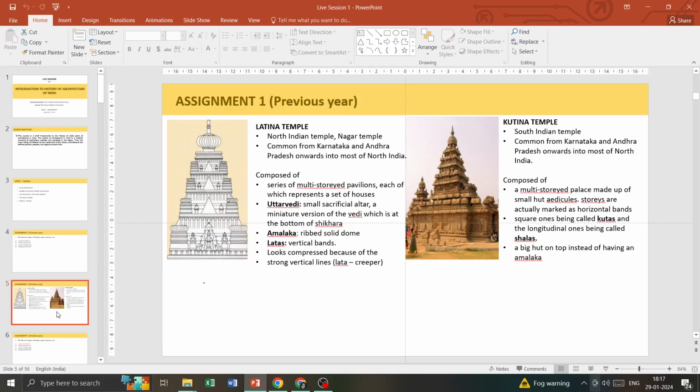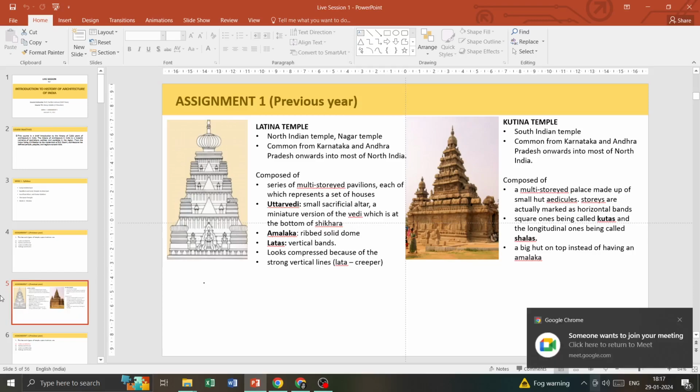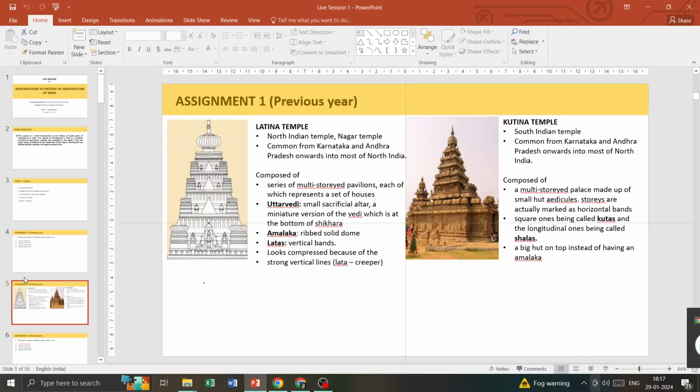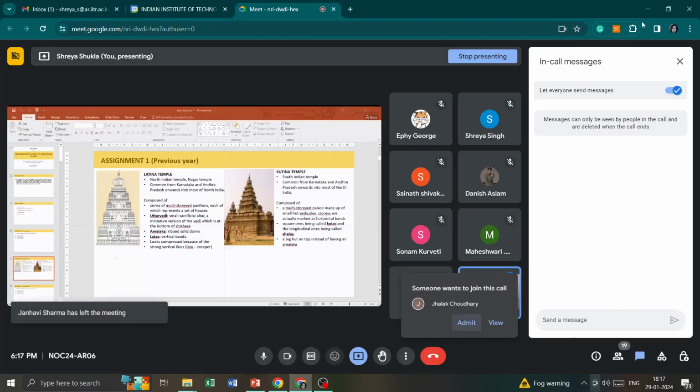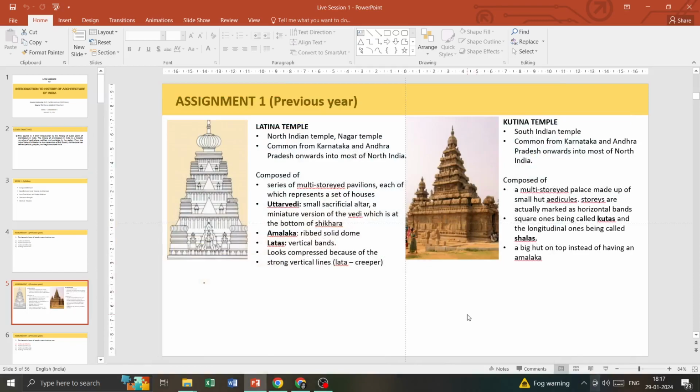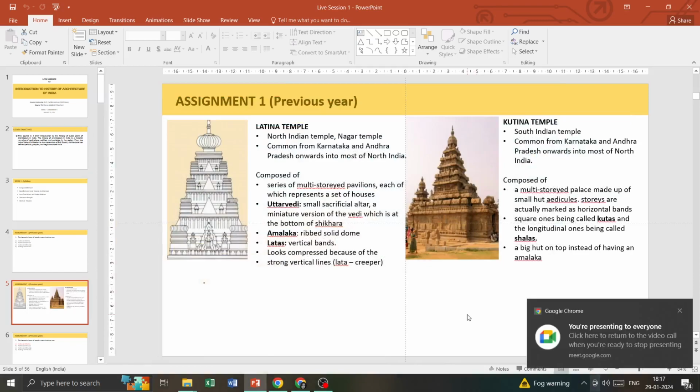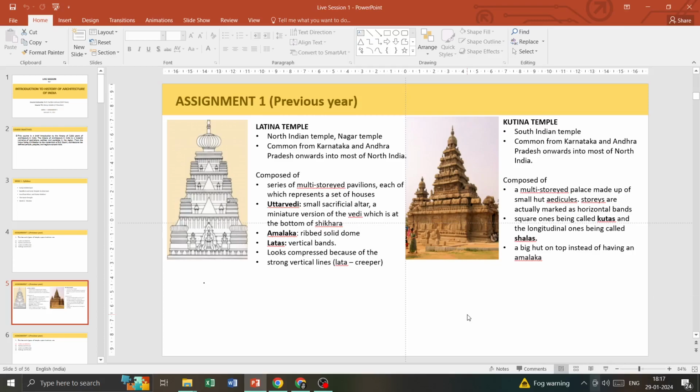So we have Vedi, the altar. Then we have the multi-storied pavilions, which constitute the Shikhara. Then we have Uttarvedi, the miniature version of an altar, and then we have a neck called Griva, and above that we have Amalaka, which is a ribbed solid dome kind of structure.